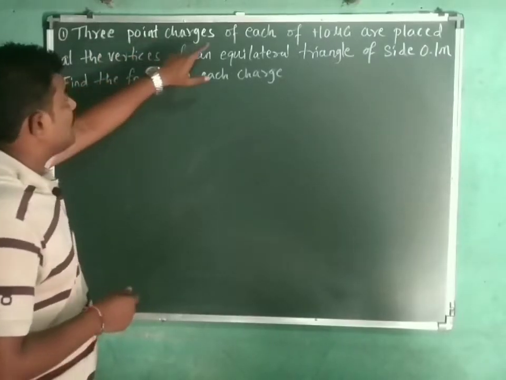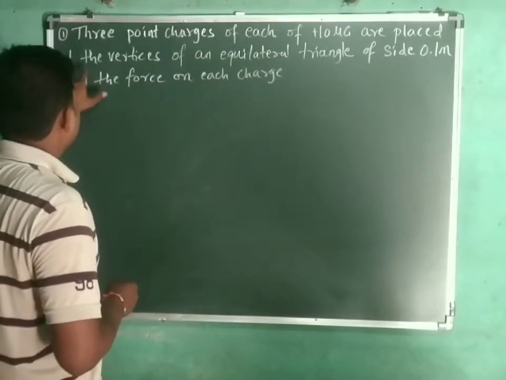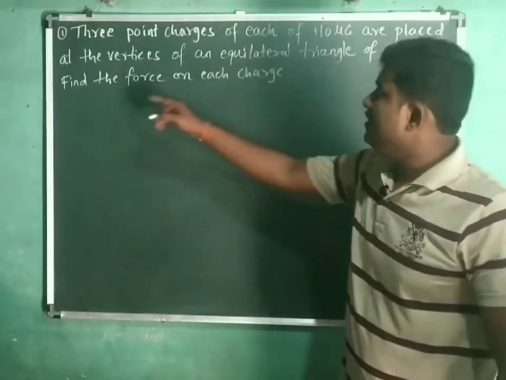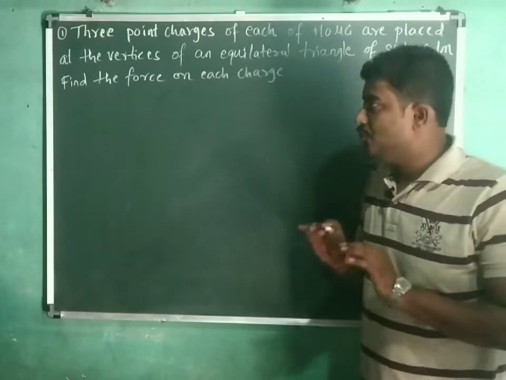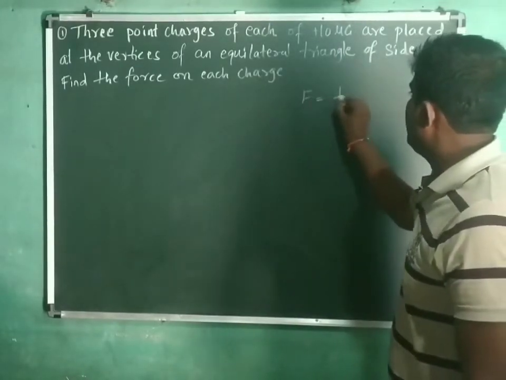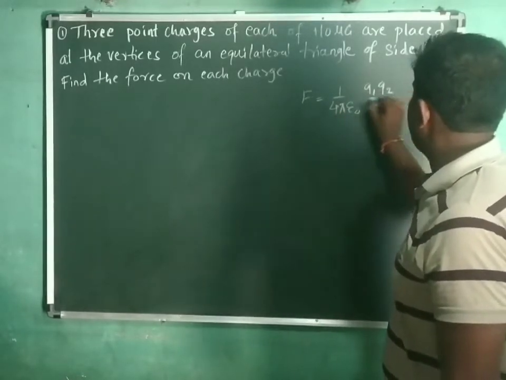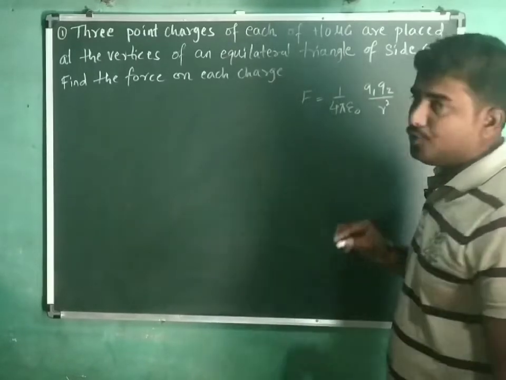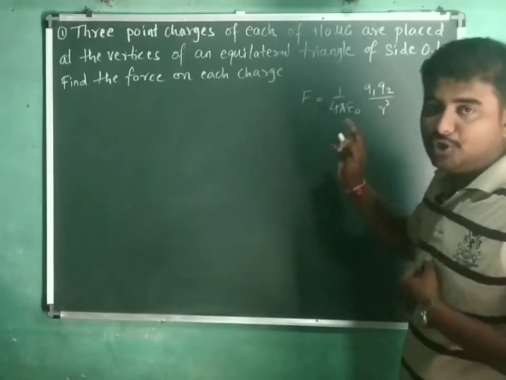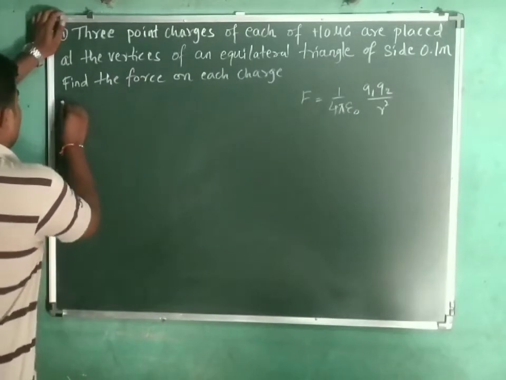Three point charges of 10 microcoulomb each, plus 10 microcoulomb, are placed at the vertices of an equilateral triangle of side 0.1 meter. Find the force on each charge. As we know, the Coulomb force is F equal to 1 divided by 4 pi epsilon naught Q1 Q2 divided by R square, where Q1 Q2 is the product of the magnitudes of the charges and R is the distance between the two charges. Okay, so we shall solve this numerical.